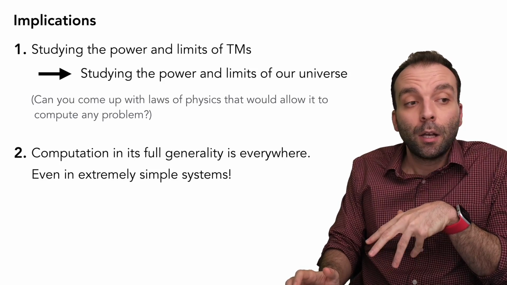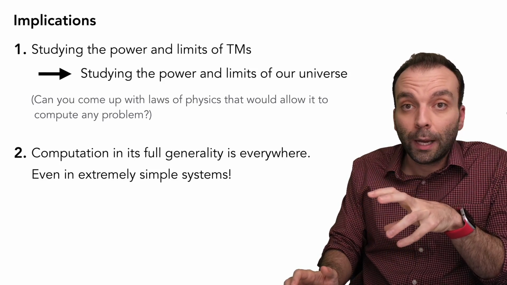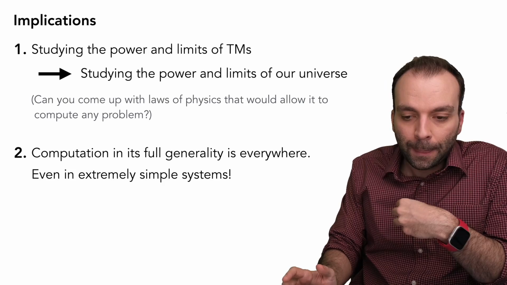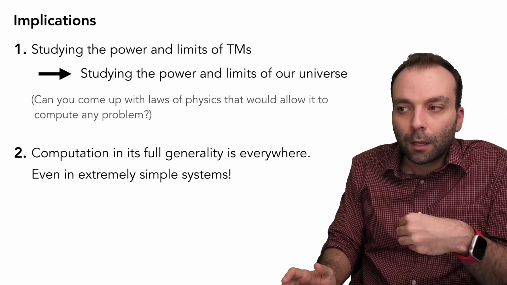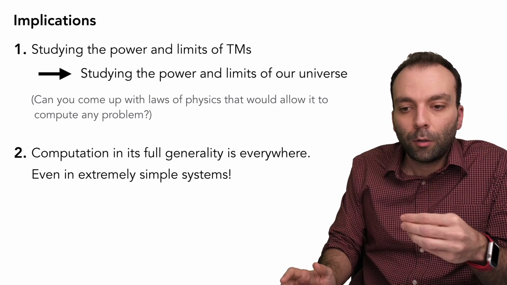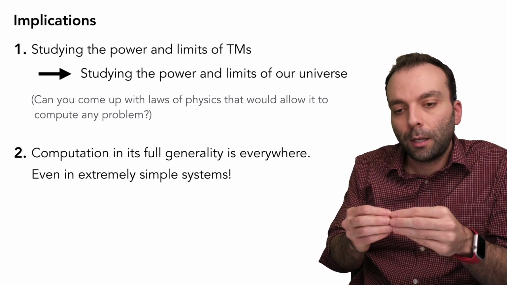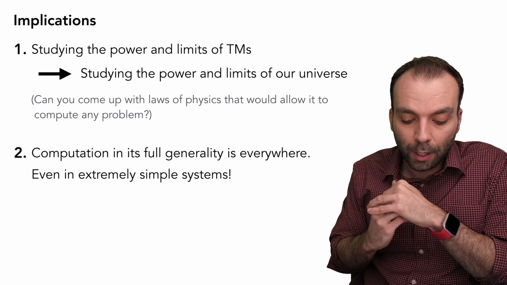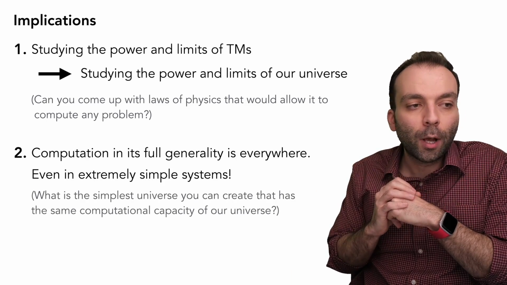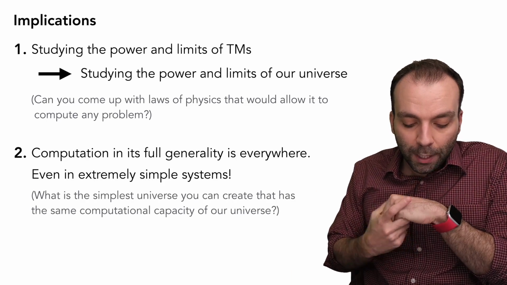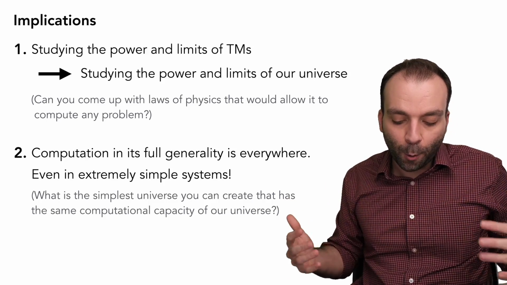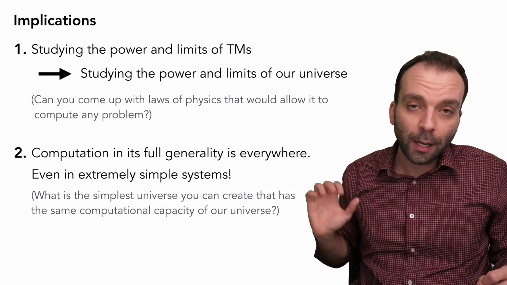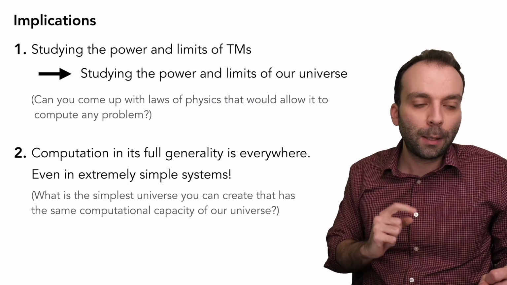Another implication is that computation in its full generality is everywhere, because if you look at the Turing machine, the computational model, it's so simple, right? It's super simple. So even in extremely simple systems, you can actually find the general capacity of computation that our whole universe has. And that's very interesting. I will say more about this, but here's a simple, very interesting question: what is the simplest universe you can create that has the same computational capacity as our universe? I will come back to this question. In fact, I will end the lecture with this question, but let me move on now.